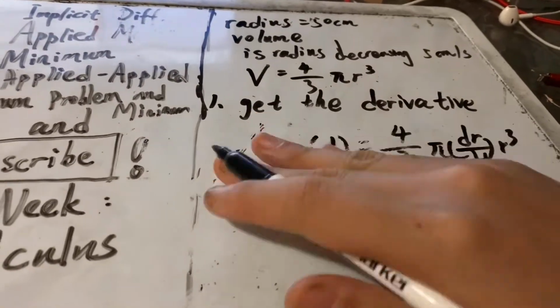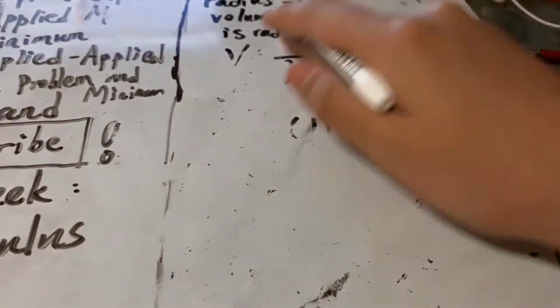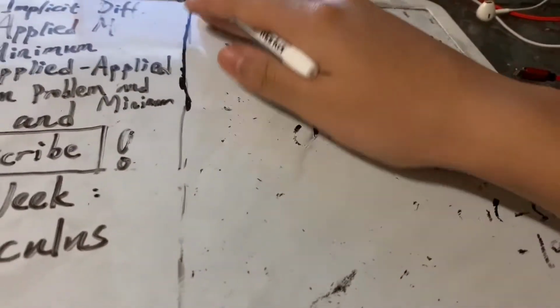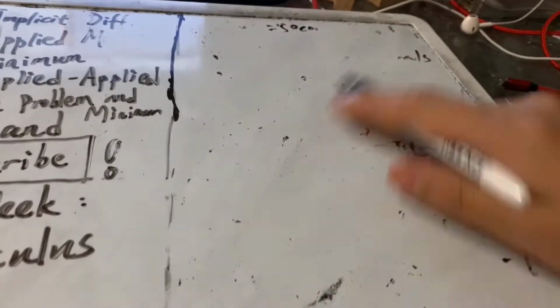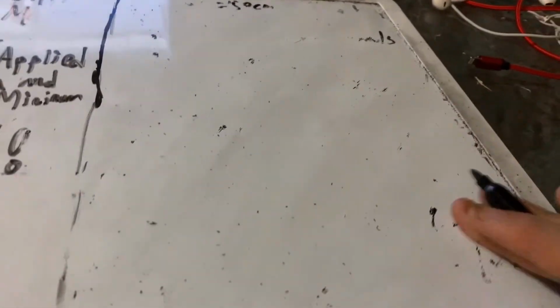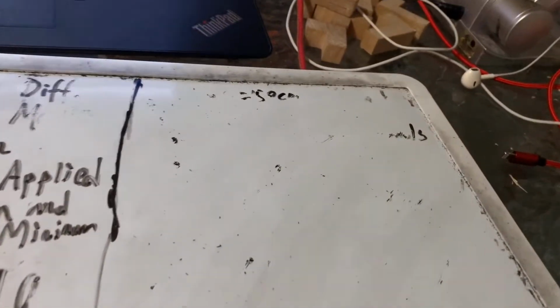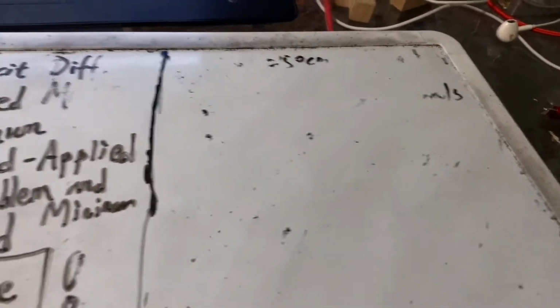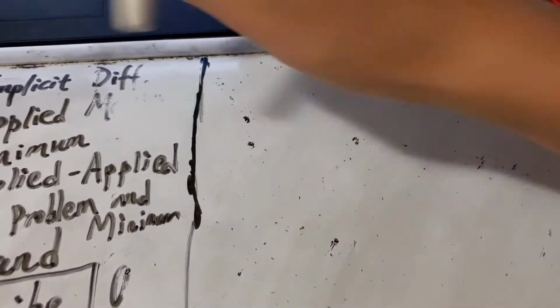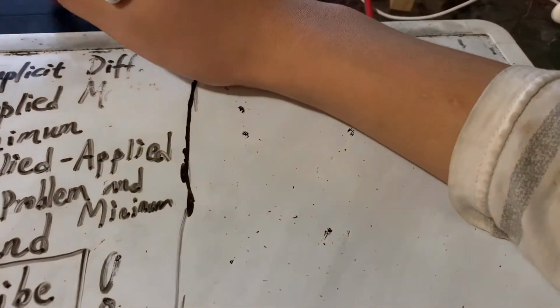So let's repeat the steps again. First, get the derivative. Second, use implicit differentiation, but you need to add the d something dt everywhere. The third step is you just plug in the values. Done. Let me think about another problem.